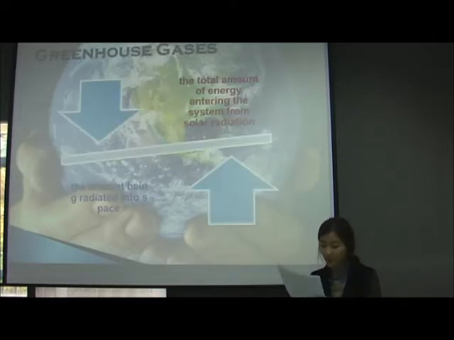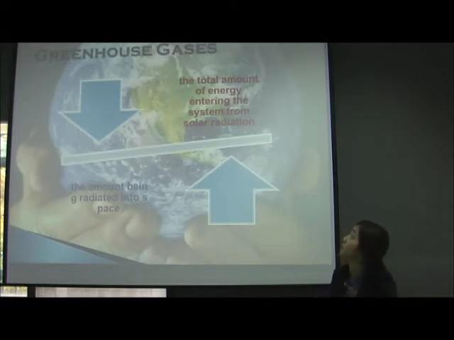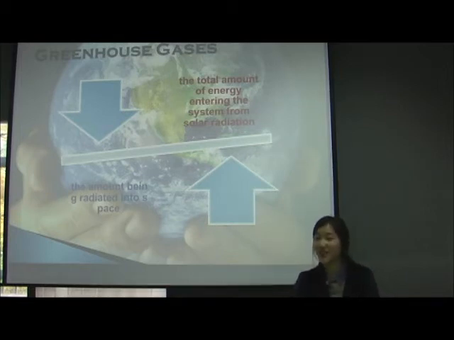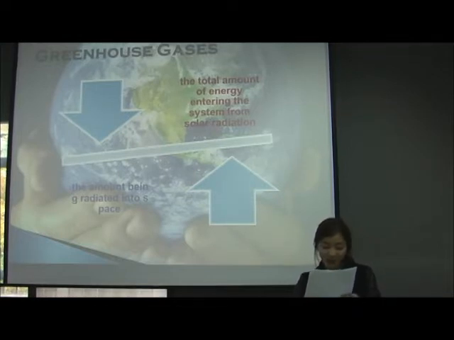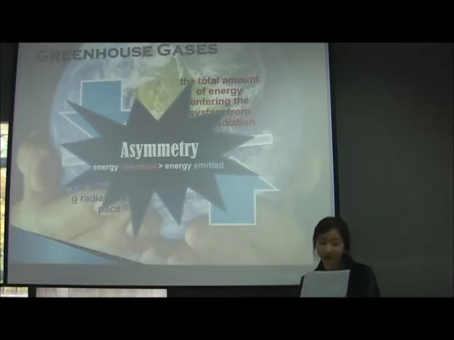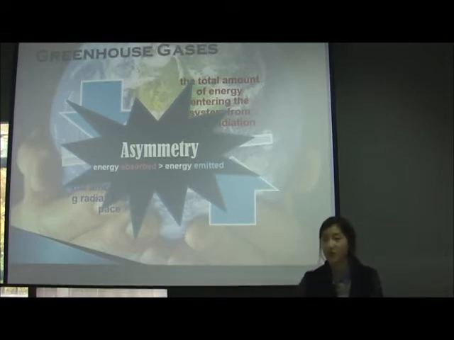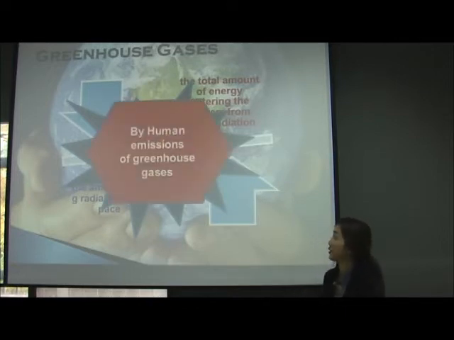Under stable conditions, the total amount of energy incoming from solar radiation will exactly balance the amount outgoing into space, thus allowing the Earth to maintain a constant temperature over time. However, the Earth is presently absorbing more than it emits into space. So many believe that this asymmetry has been increased by human emissions of greenhouse gases.